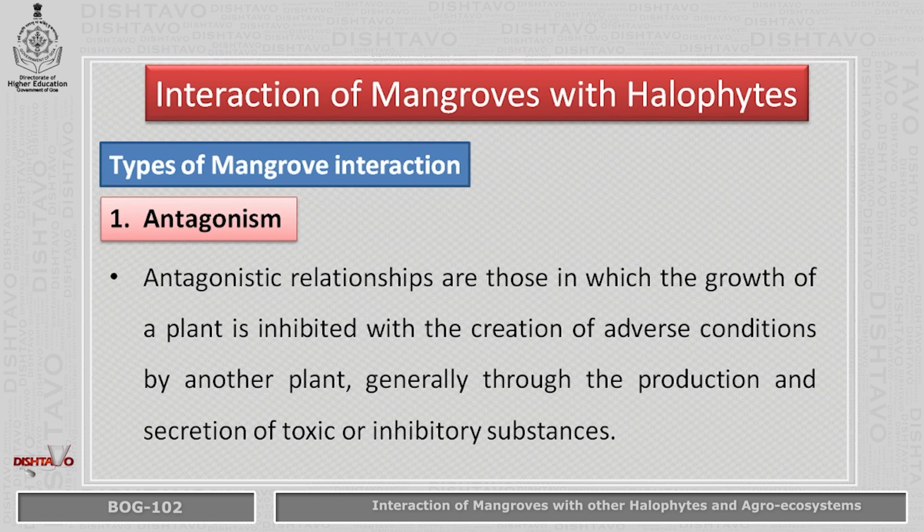Now let us learn about the interaction of mangroves with halophytes. There are two interactions of mangroves found with halophytes. They are antagonism and competition. First, let us learn about the antagonism. Antagonistic relationships are those in which the growth of a plant is inhibited with the creation of adverse conditions by another plant, generally through the production and secretion of toxic or inhibitory substances.